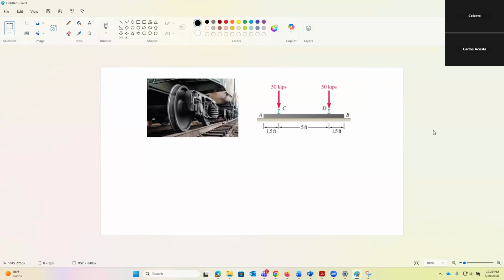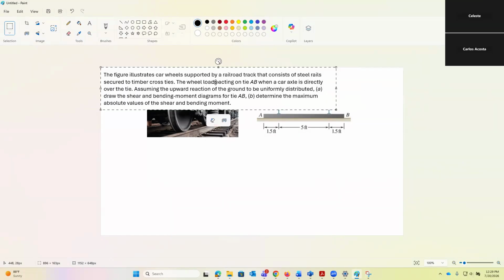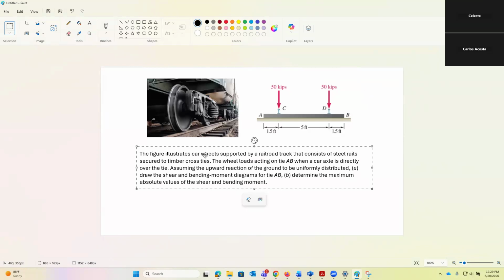All right. So they're asking, what is the question here? The question is, the figure illustrates the car wheel supported by a railroad. And the wheel's load acts on AB, so the whole load is distributed to AB. Assume that the reactions in the ground are uniform. That's a good assumption. Determine the maximum values of shear and bending moment.